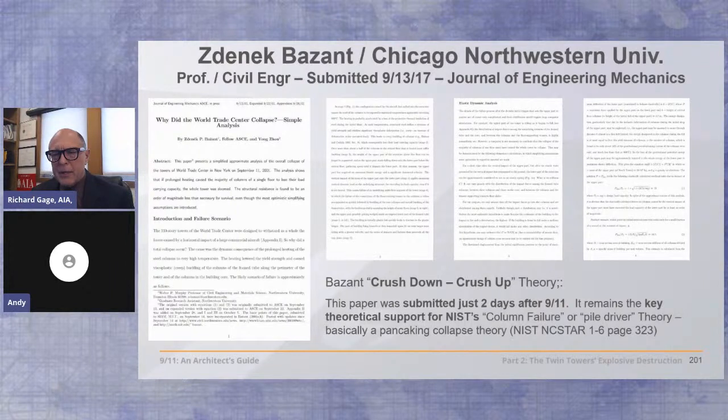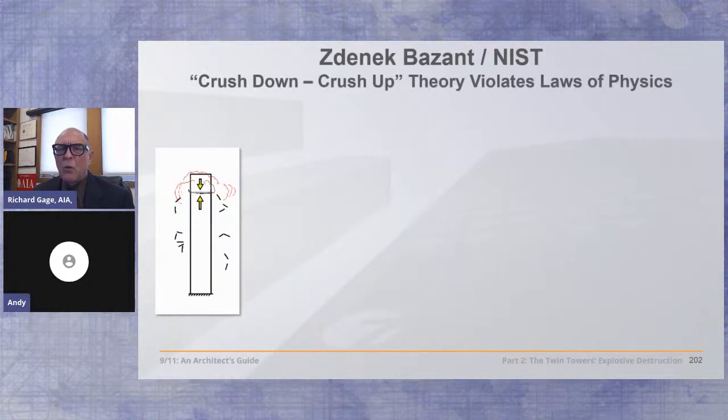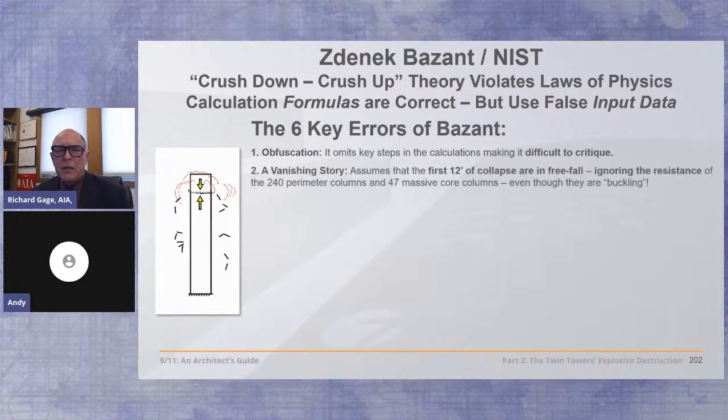We're supposed to believe that he is sitting there cranking out this paper, which became the justification for the crush down, crush up theory promoted by NIST. Well, it violates the laws of physics. The actual formula is correct in this paper, but it's been decoded by some structural engineers. They found that the input data is false. First of all, it's extremely difficult to critique. Also, they vanish.